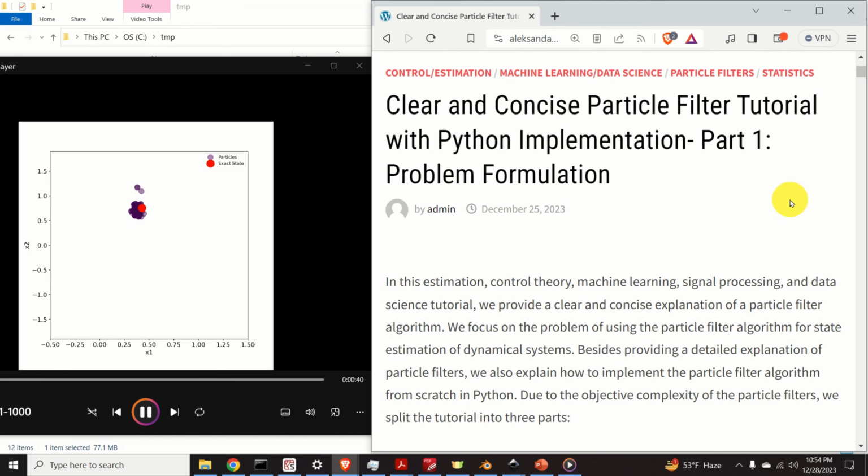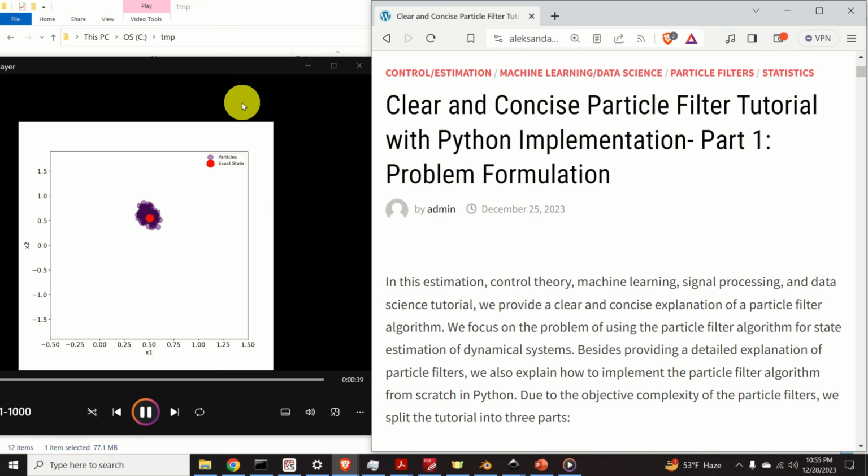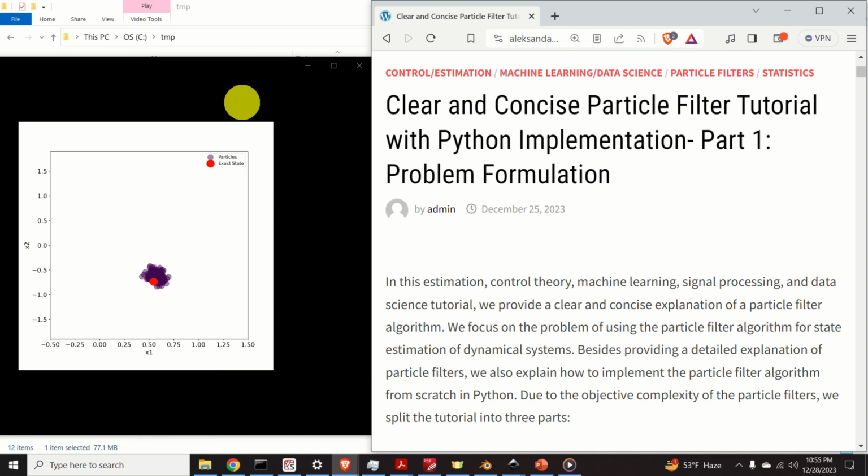In the second tutorial part, we will explain the particle filter algorithm, and in the third tutorial part, we will explain how to implement the particle filter in Python from scratch. Links to these video tutorials will be provided in the description below this video tutorial. By the end of this tutorial series, you will be able to simulate a particle filter algorithm in Python.